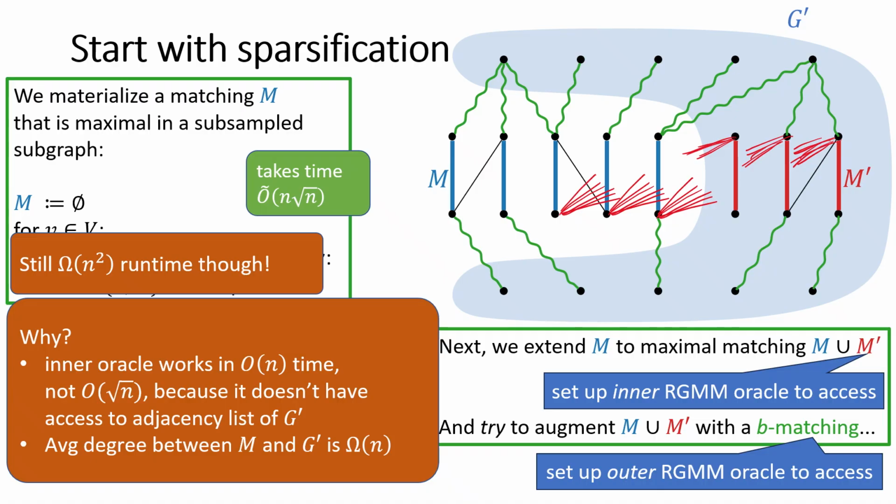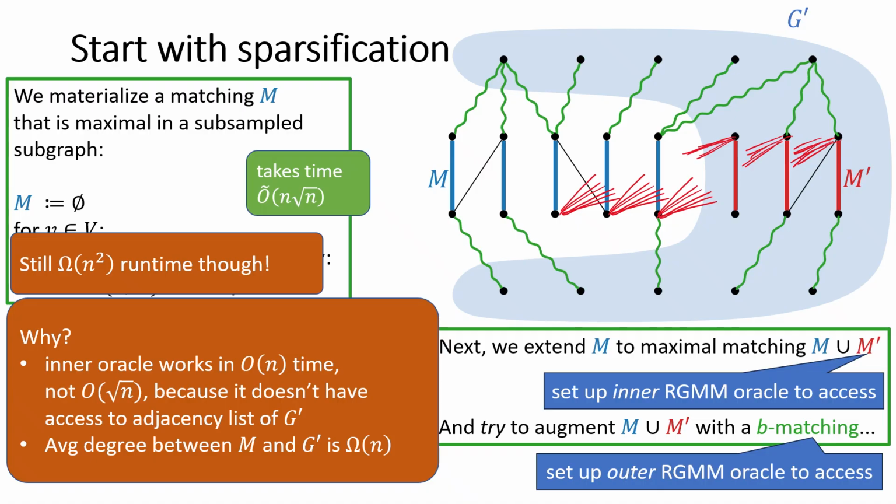And then unfortunately, the outer oracle will call the inner oracle also n times, because these vertices might have a ton of edges to M prime and they might think that this is going down, but until you check by running the inner oracle, you won't know. So you take n oracle calls to the inner oracle and each one takes n time.